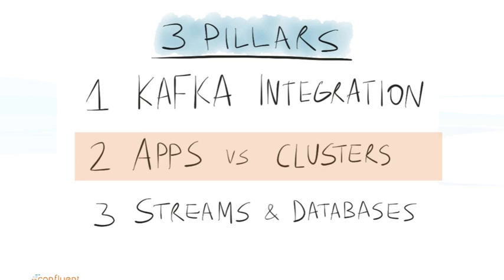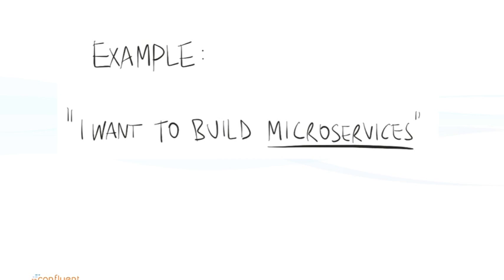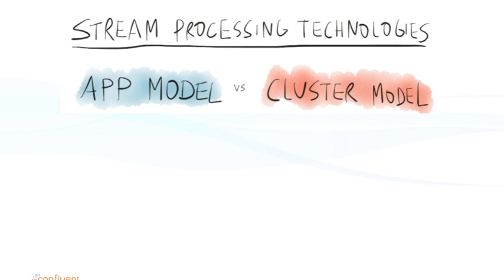The second pillar is applications versus clusters. The motivating example is questions such as, you need to do some stream processing and you're a fan of an architecture of reactive microservices. So you will wonder, well, which stream processing technology should I pick? And I'll try to address this question by splitting the stream processing technologies into two main categories. They're the ones that follow the application model, or short, the app model, and then there are those that follow the cluster model.